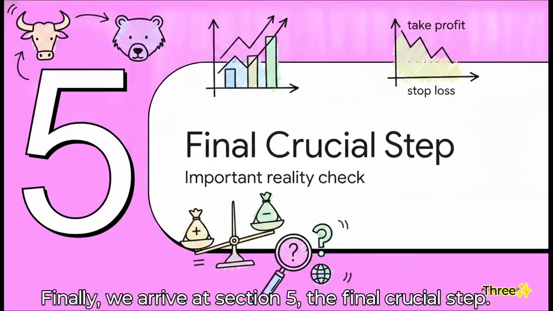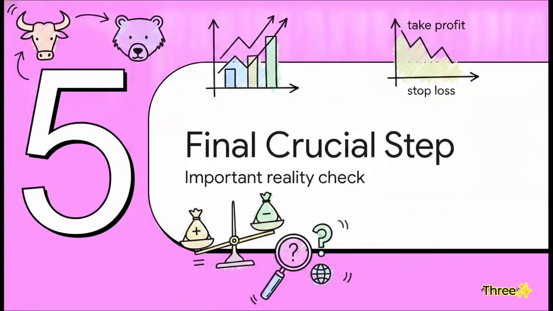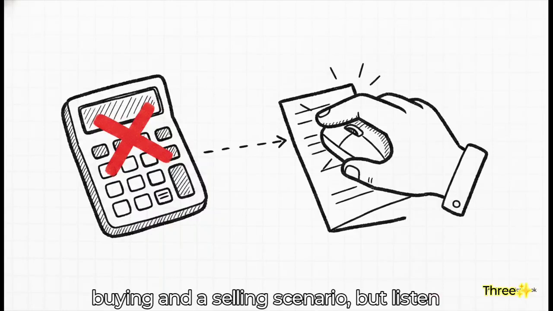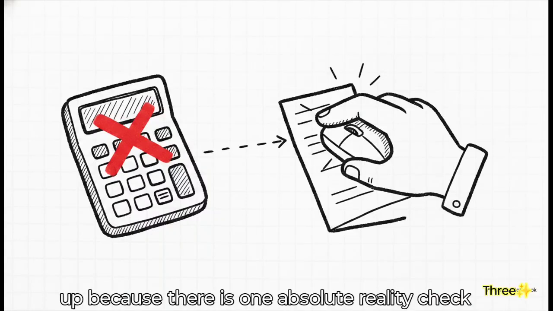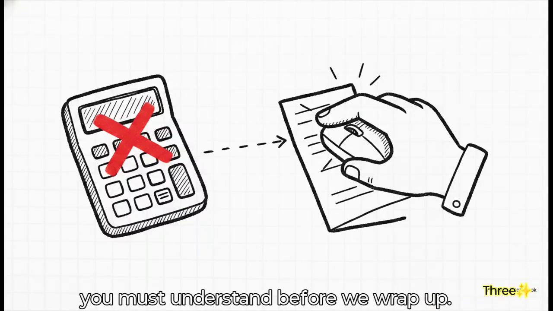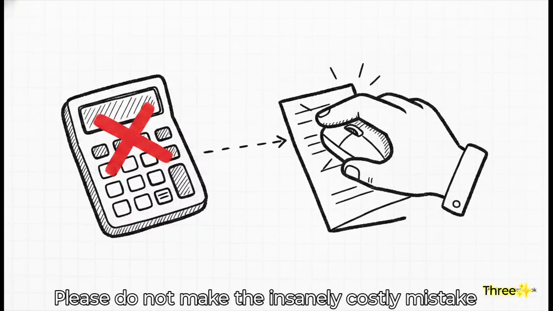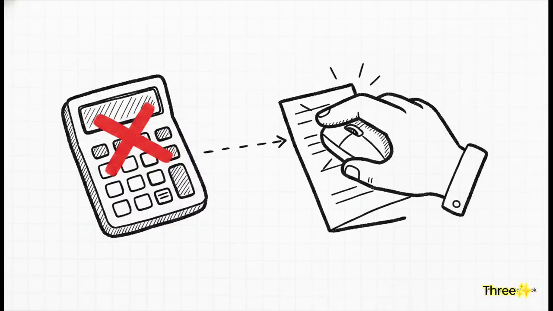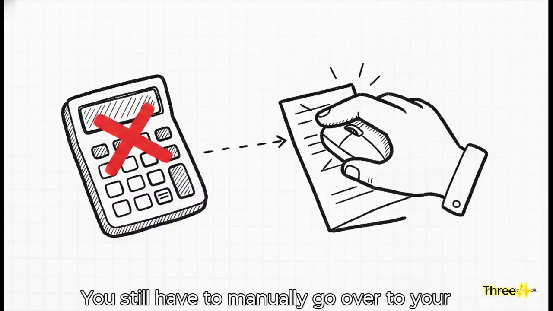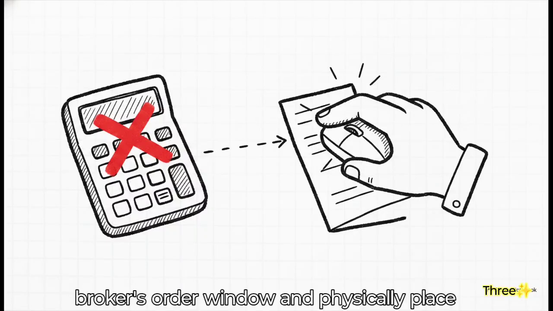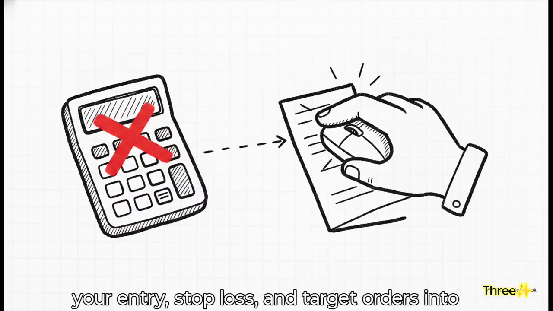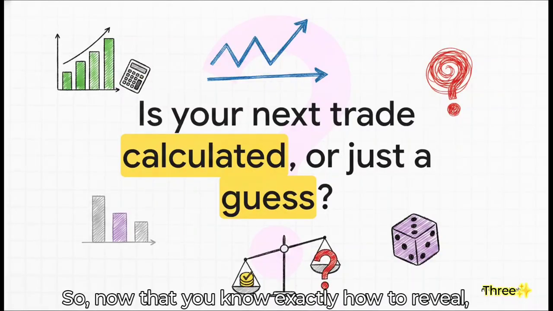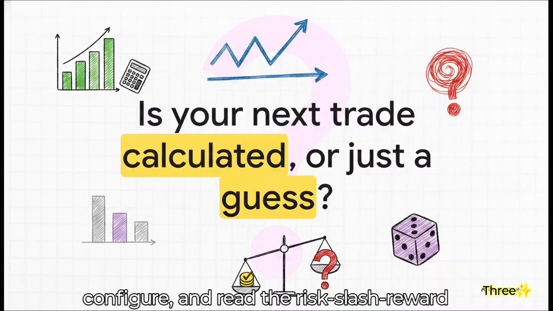Finally, we arrive at section 5, the final crucial step. Okay, so we've perfectly planned out both a buying and a selling scenario, but listen up, because there is one absolute reality check you must understand before we wrap up. Please do not make the insanely costly mistake of assuming the tool actually executed your trade just because it looks all pretty on your screen. It is strictly a calculator. You still have to manually go over to your broker's order window and physically place your entry, stop loss, and target orders into your system. Don't forget that.